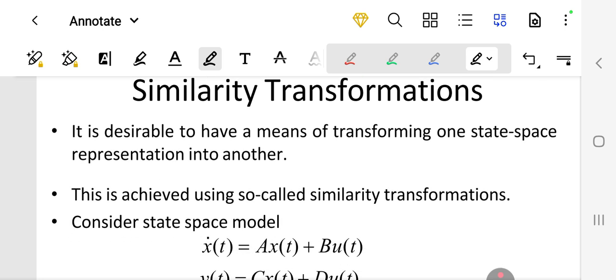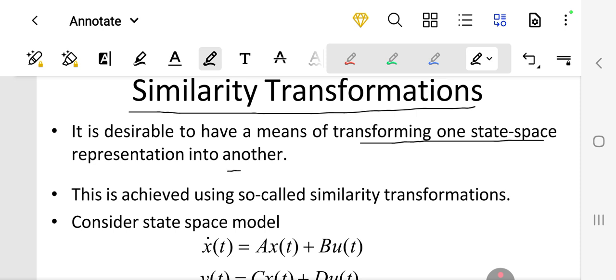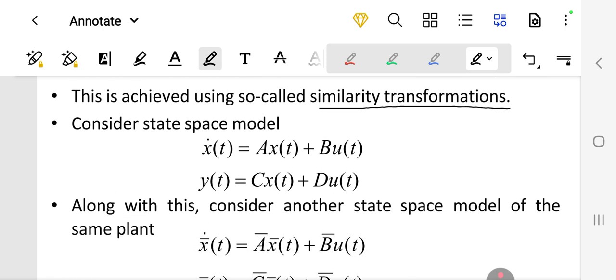Now we will proceed to similarity transformation. What is similarity transformation? We are required, or we have to transform one state space to another state space model. This is achieved using what is called similarity transformations. Now we consider the state space. We know x dot equals Ax plus Bu and y equals Cx plus Du.